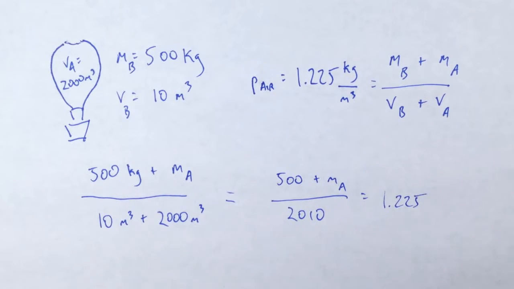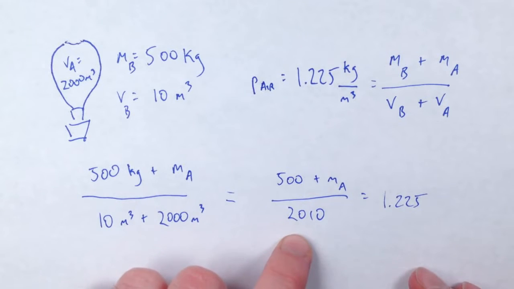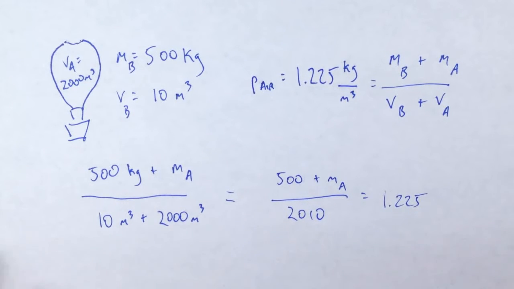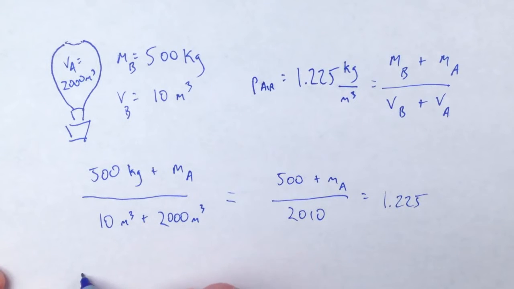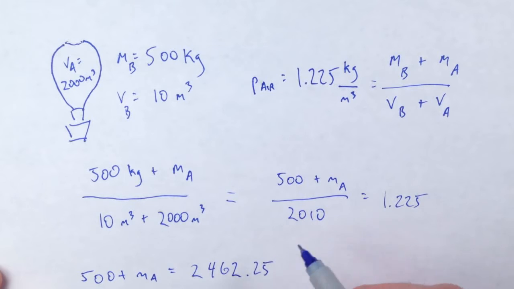So we're trying to solve for the mass of the air inside. So the first most obvious thing that we need to do is we need to multiply both sides by 2010. If we do that, we're going to end up with 500 plus ma equals 2,462.25.